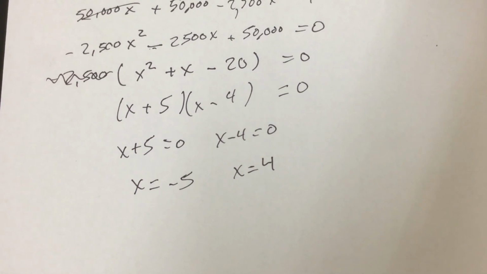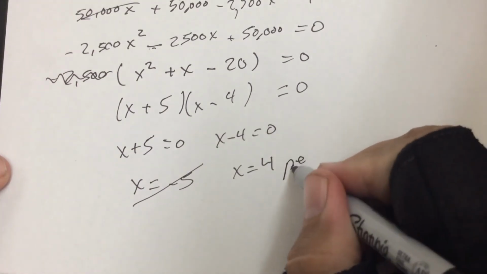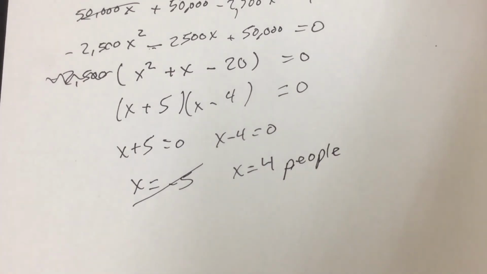Now, can we have a negative amount of people? Nope. So that's not the answer. Our answer is going to be 4 people is what we had originally.